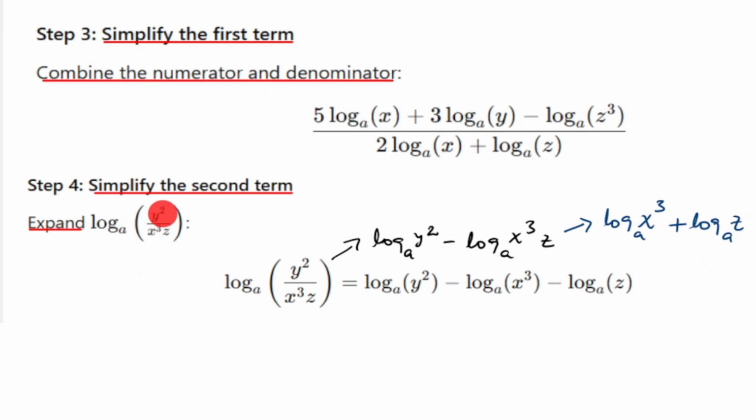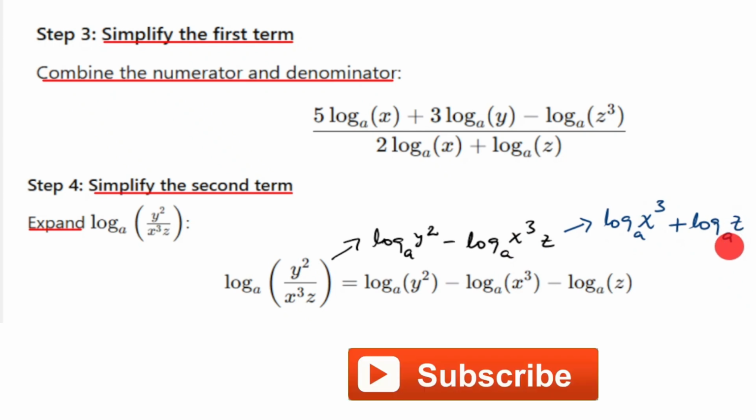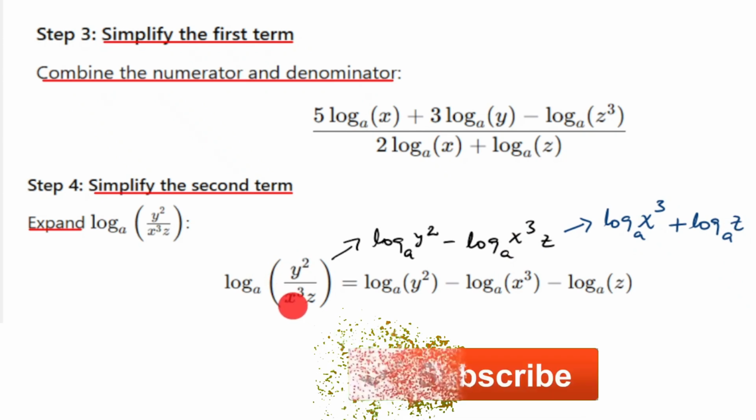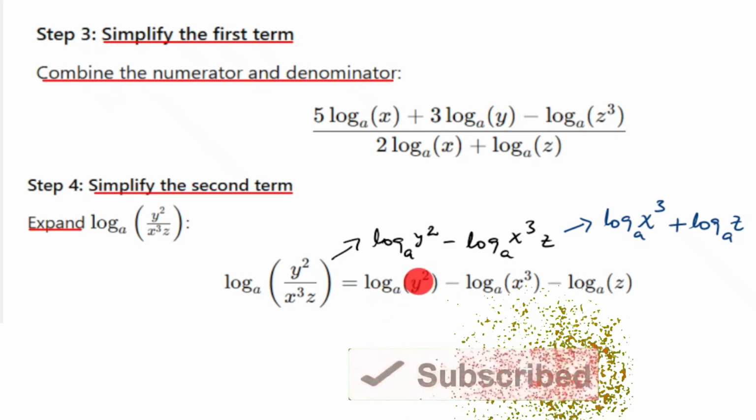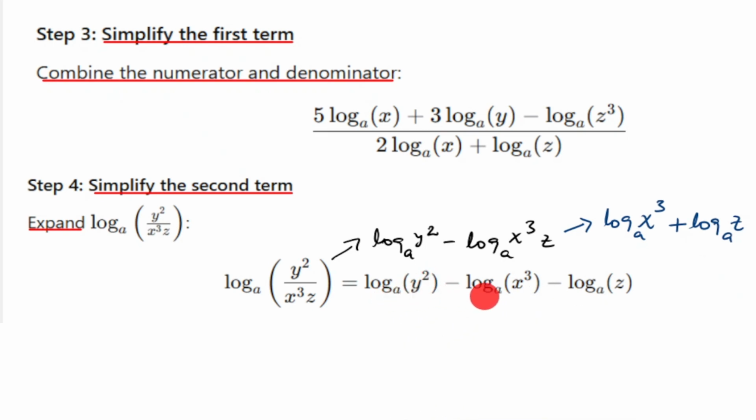When we expand logarithm of y square over x cube z to the base a, by quotient rule we get logarithm of y square to the base a minus logarithm of x cube z to the base a, and by product rule we get this one, logarithm of x cube to the base a plus logarithm of z to the base a. So logarithm of y square over x cube z to the base a becomes logarithm of y square to the base a minus logarithm of x cube to the base a minus logarithm of z to the base a. Again, by applying power rule we get 2 times logarithm of y to the base a minus 3 times logarithm of x to the base a minus logarithm of z to the base a.